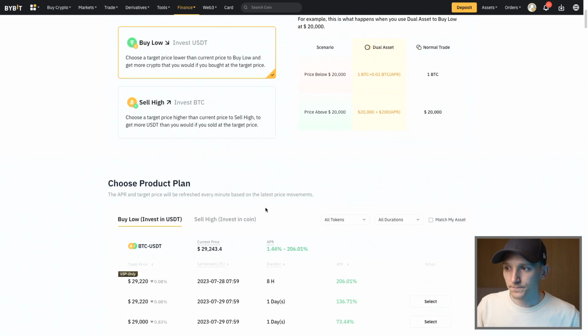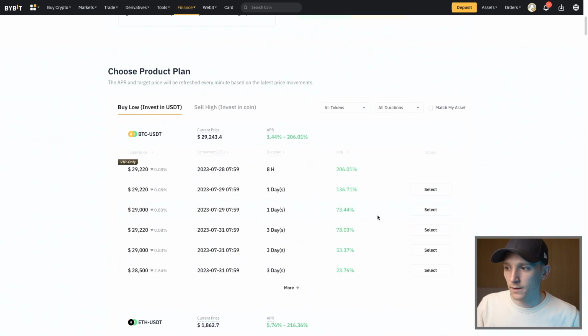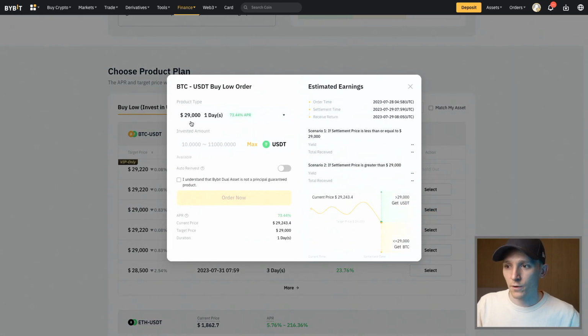So what you can do here, we'll click on select on this one right here. We'll click select. What's happening is what you're saying is that in 1 day's time, I will definitely buy someone else's Bitcoin at 29,000. They're going to pay you a premium for this. So let's put $5,000 in here. Now, what you can see is that if the settlement price is less or equal to 29, what you actually do is buy their BTC. So if the price in the market is 28,000, that doesn't matter. You're still buying their Bitcoin at 29,000 because that's what you gave them the option to do.